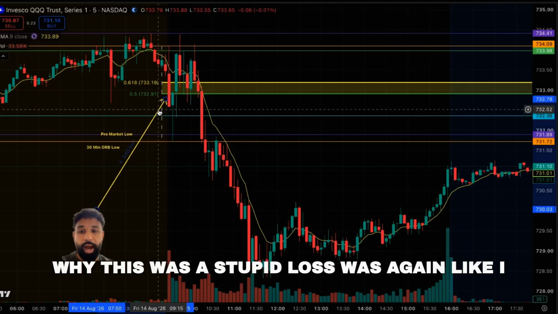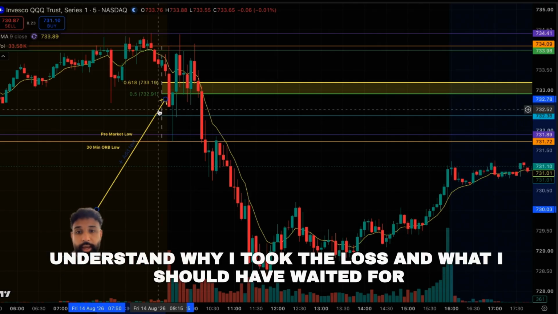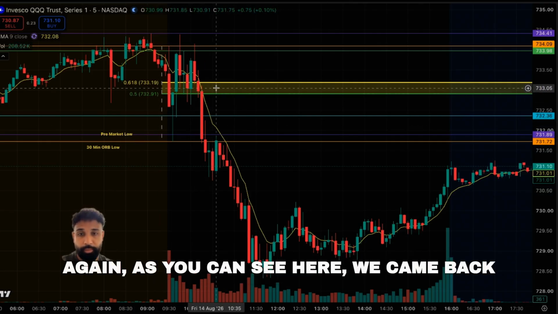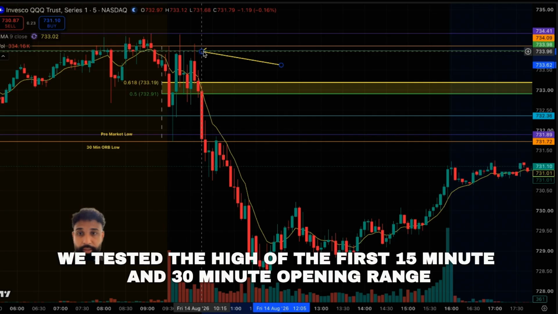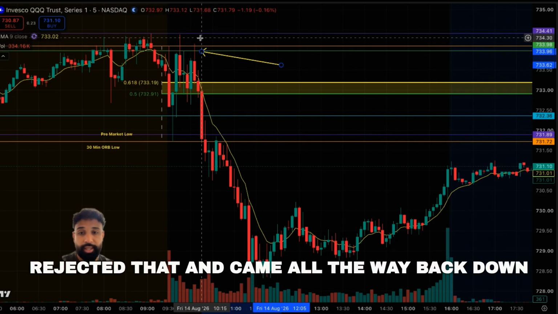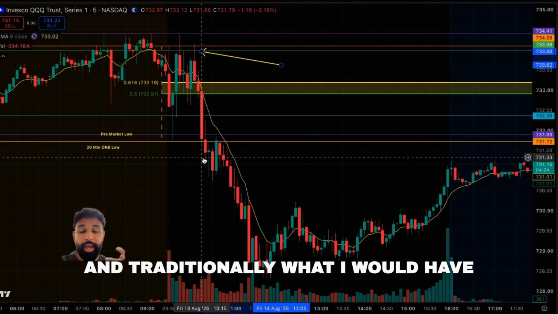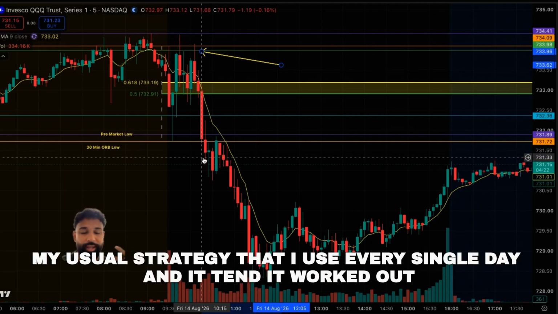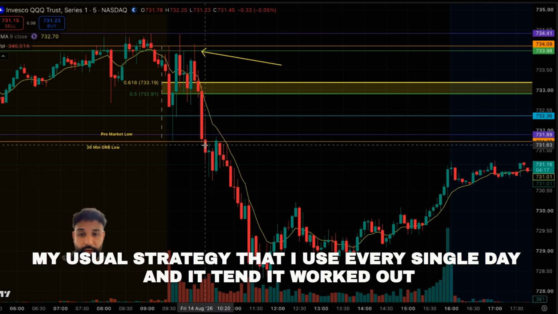So the reason why this was a stupid loss was, again, I understand why I took the loss. And what I should have waited for, as you can see here, we came back to test that previous day high. We tested the high of the first 15-minute and 30-minute opening range. We also did test that pre-market high right here, rejected that and came all the way back down. And traditionally, what I would have waited for, my usual strategy that I use every single day, and it worked out later in the morning.